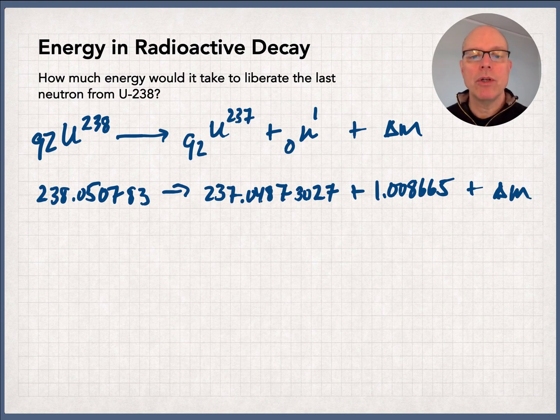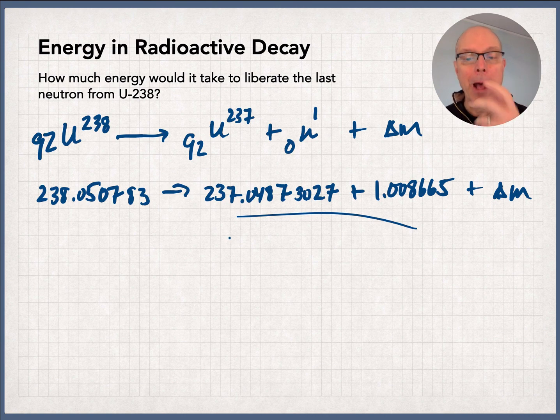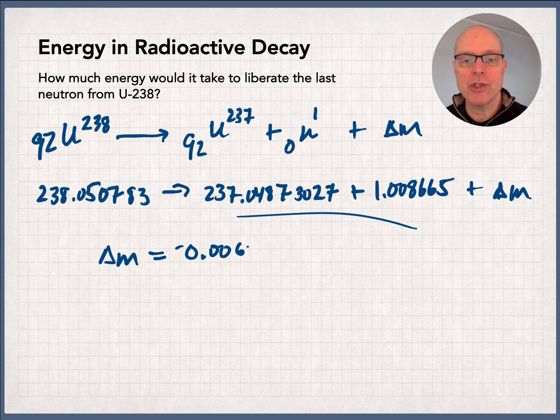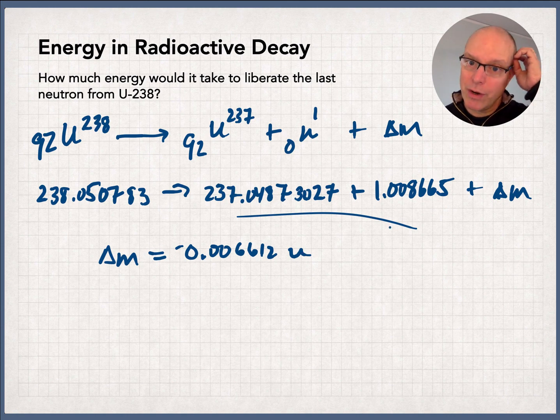Okay, so what do we do? Add up the right-hand side. Let's just go straight to figuring out delta M. So delta M turns out to be negative in this case. It's 0.006612 of an AMU. So this side was heavier than that side, right? Okay, so here it is.